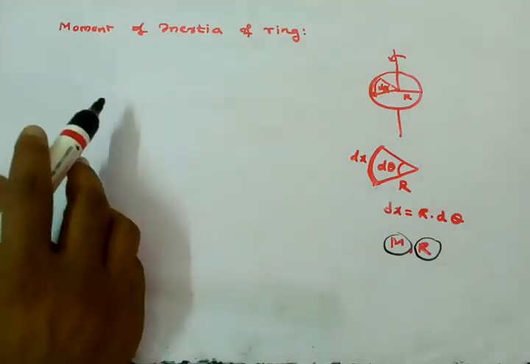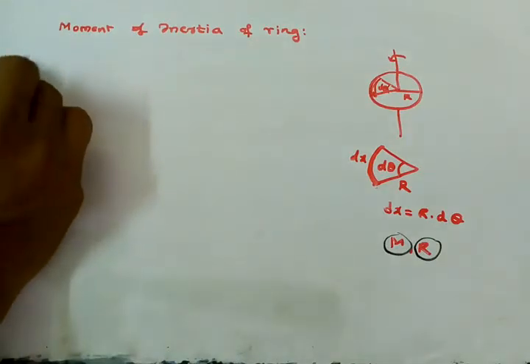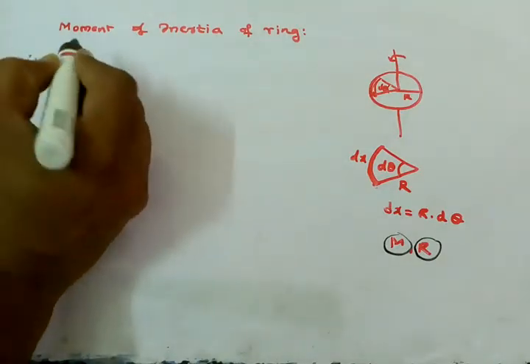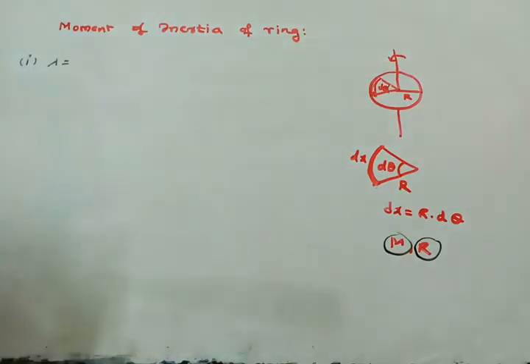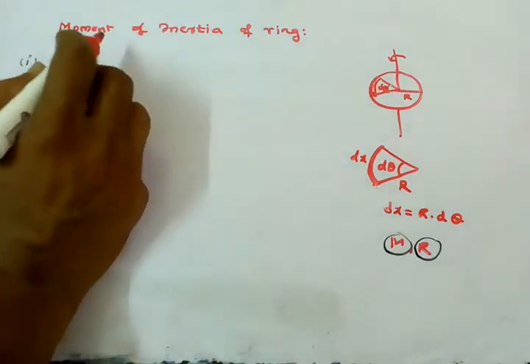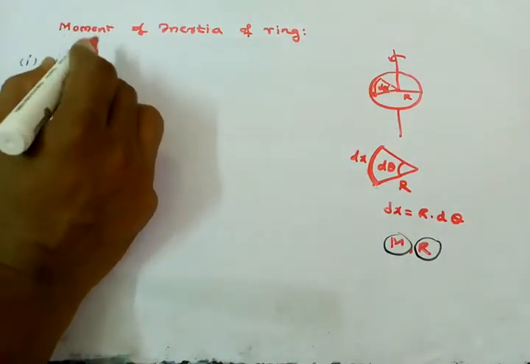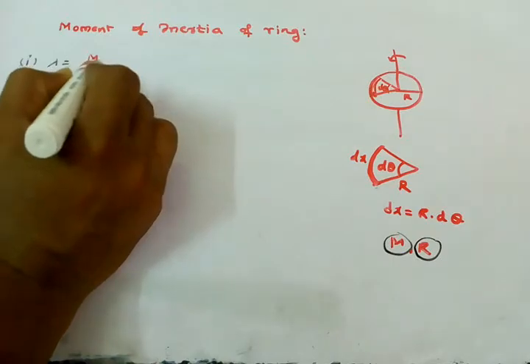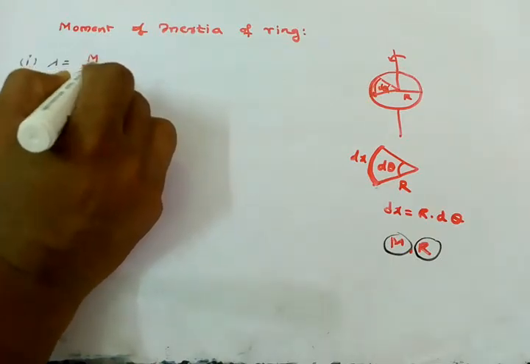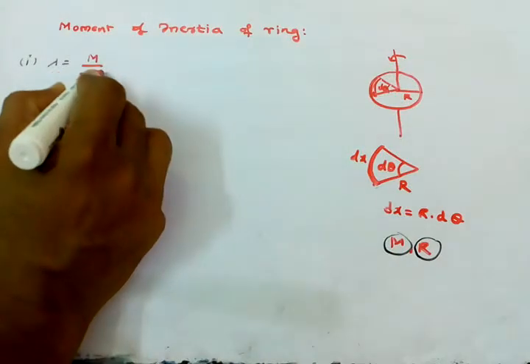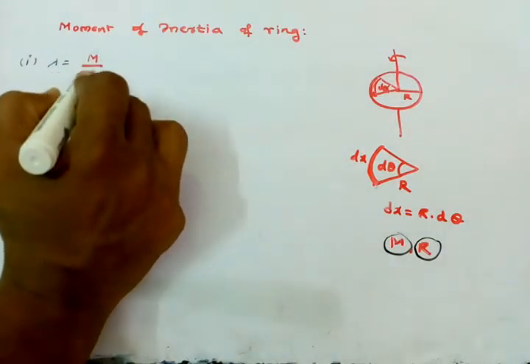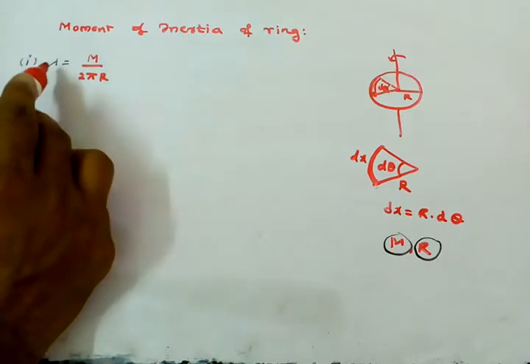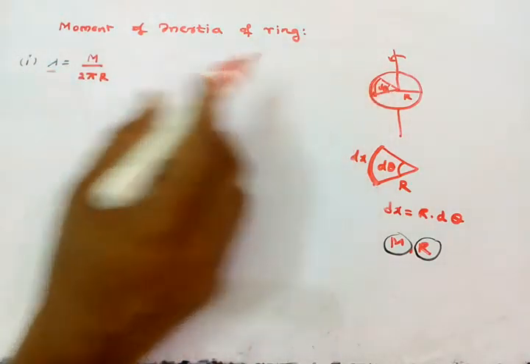For this derivation we have to follow three steps. First is lambda. Lambda is nothing but the linear density, that is the total mass of the ring by the total perimeter. So that is equal to m by 2 pi r. This is the linear density of the ring.